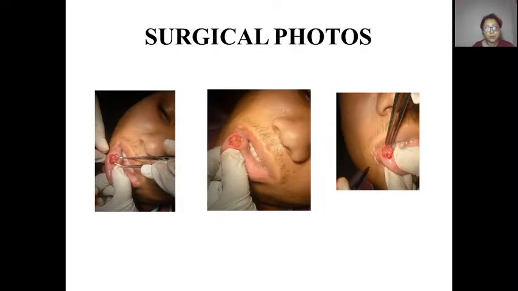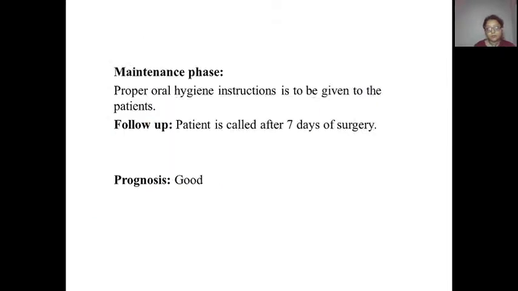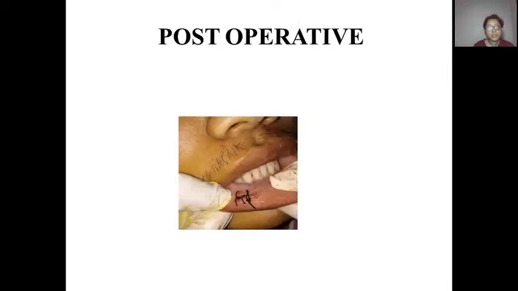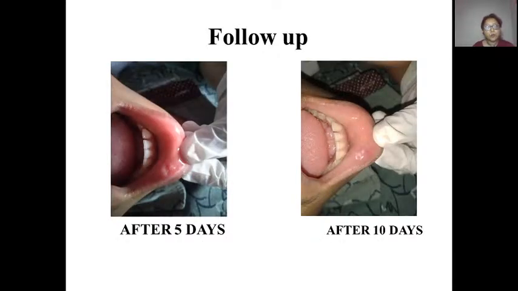These were the surgical photos. The complete removal of the cyst was done, avoiding the margins, and all the cystic tissues were removed. Now, for the maintenance phase, proper oral hygiene instruction was given to the patient, and the patient was recalled after 7 days of surgery. The prognosis was found to be good. These are the post-operative images. This is the follow-up after 5 days, and after 10 days the lesion was healed.